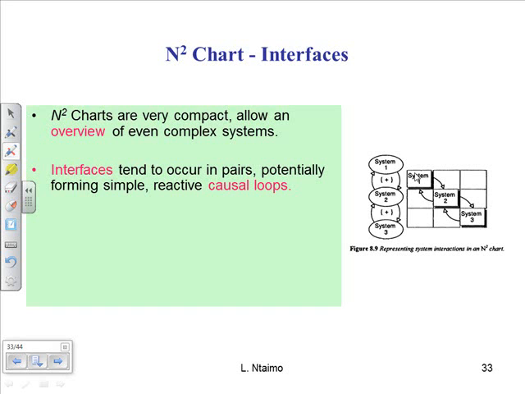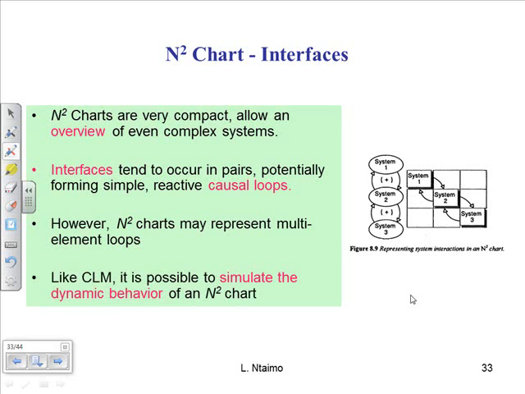So the question is, can you create an n-squared chart with interactions between different levels of the hierarchy? Yes, you can. As you will see in a minute, constructing an n-squared chart becomes a little bit complicated because you may have a complex system and you may have to create n-squared charts for different layers. And then you can show the interchanges between the layers.